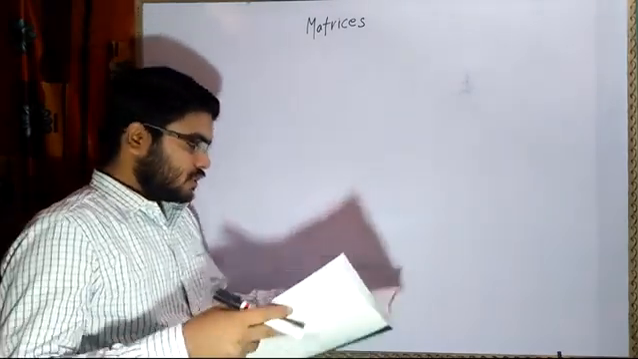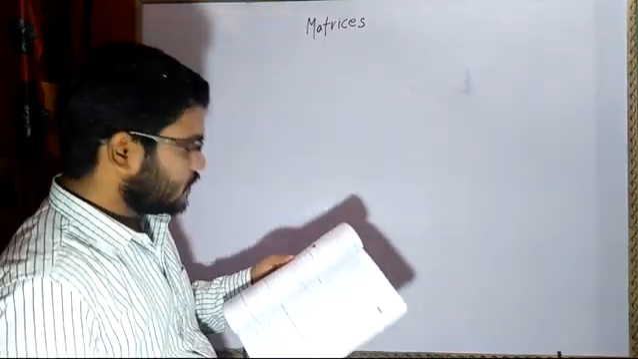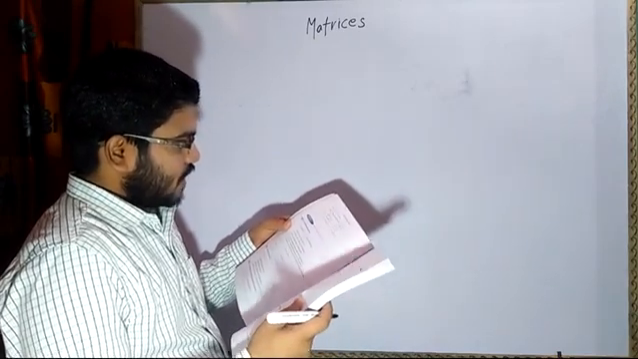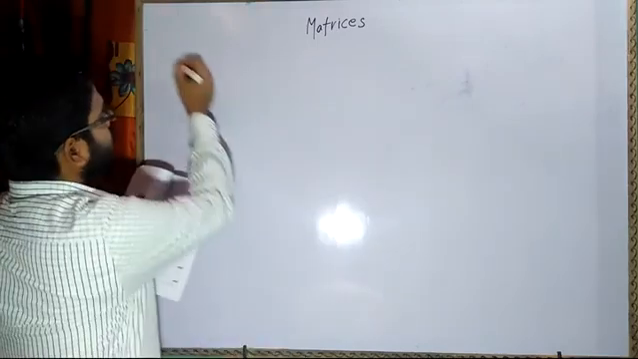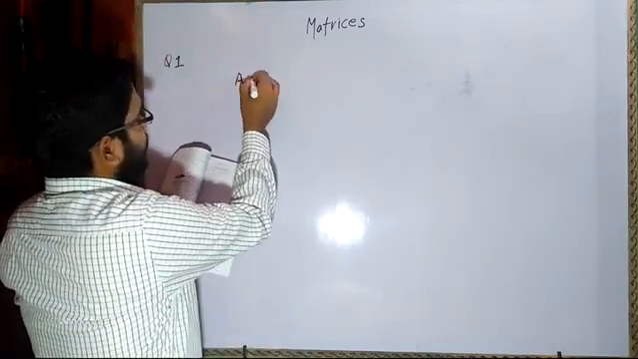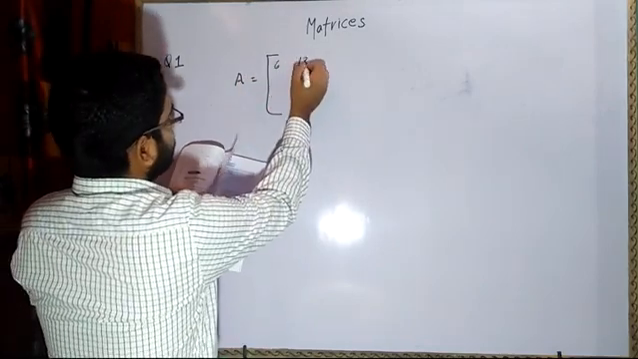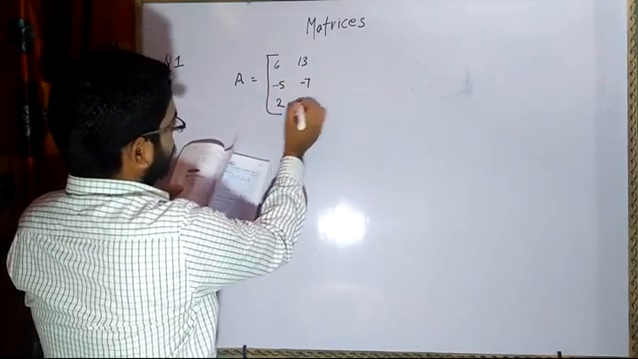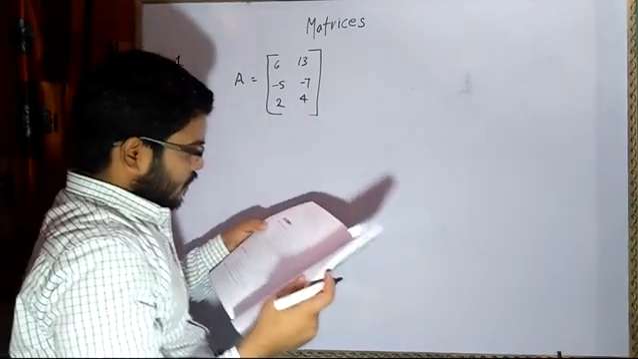Now here I will be discussing some of the problems. Question number 1 says that for the matrix A, the elements are given. Matrix A is given there. A is equal to 6, 3, 0, then we have -5, -7, 2 and 4. This is matrix A. Answer the following.